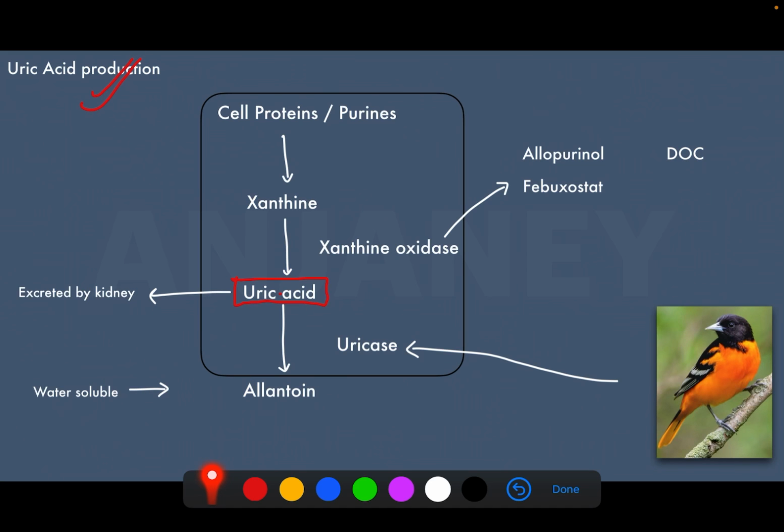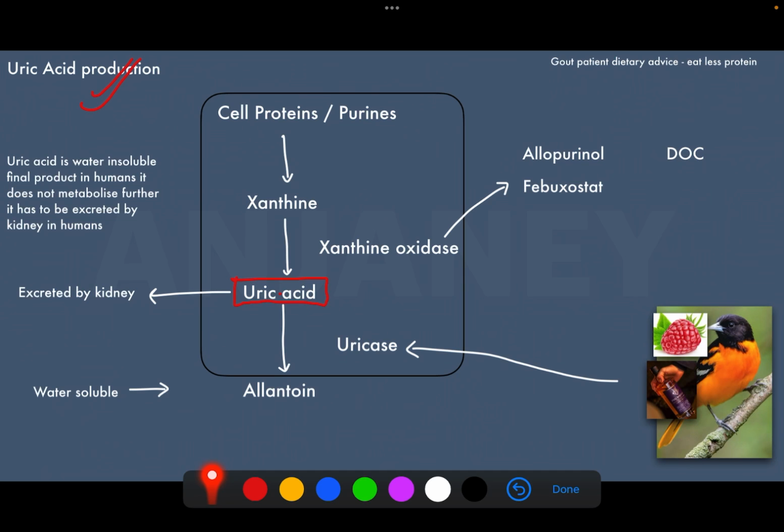So what we did was, we took this enzyme from birds with recombinant DNA technology, and we made these two drugs. Those are rasburicase and pegloticase. So you have to imagine the bird, and inside the bird's beak there is a raspberry. So you have rasburicase and a peg here. So pegloticase. So you learn from this image. The bird is having rasburicase and pegloticase. These are converting uric acid to allantoin inside the human body.